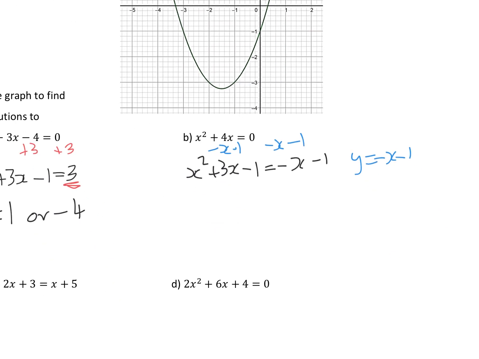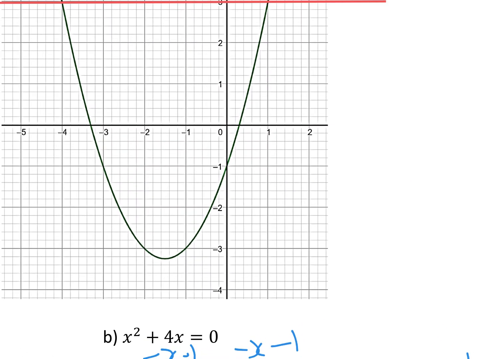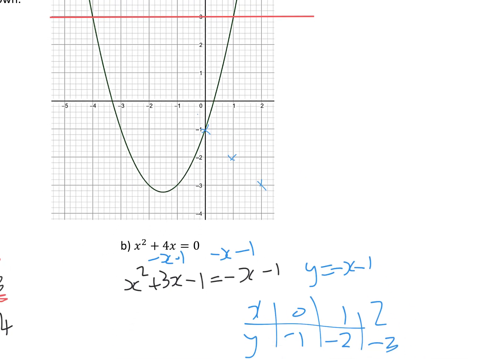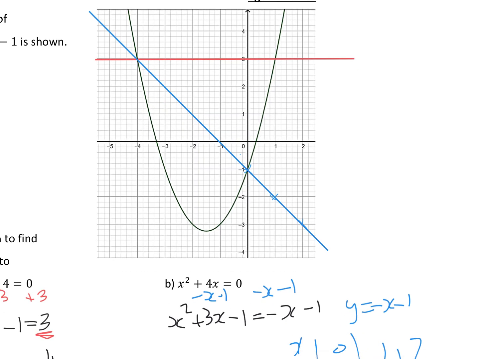To do that, we're going to need a table of values. That's something you've done quite a lot before, so I'm just going to really quickly get those values. When x is 0, y is minus 1. When x is 1, y is minus 2. And when x is 2, y is minus 3. So we plot the points 0, minus 1; 1, minus 2; and 2, minus 3. And then we get a straight line through those points. Voila, there's our straight line through those points.